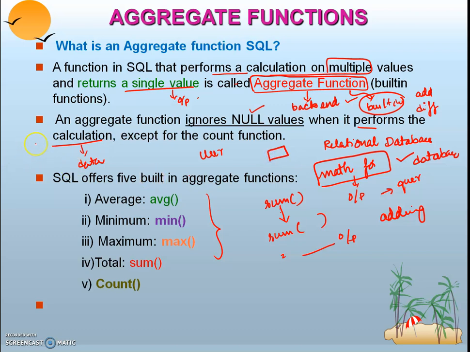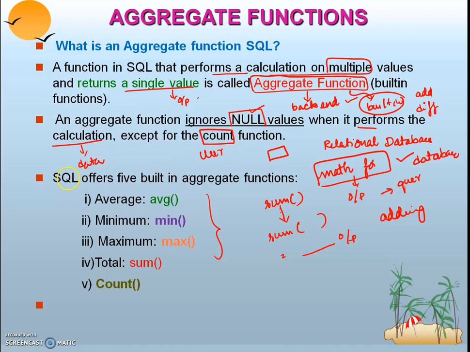An aggregate function ignores the null values. So if your data consists of null values, the operations will be performed on all other values except the null values. That means it ignores those values. Except there's one function called count, which also takes null values into account. All the other aggregate functions will ignore the null values.